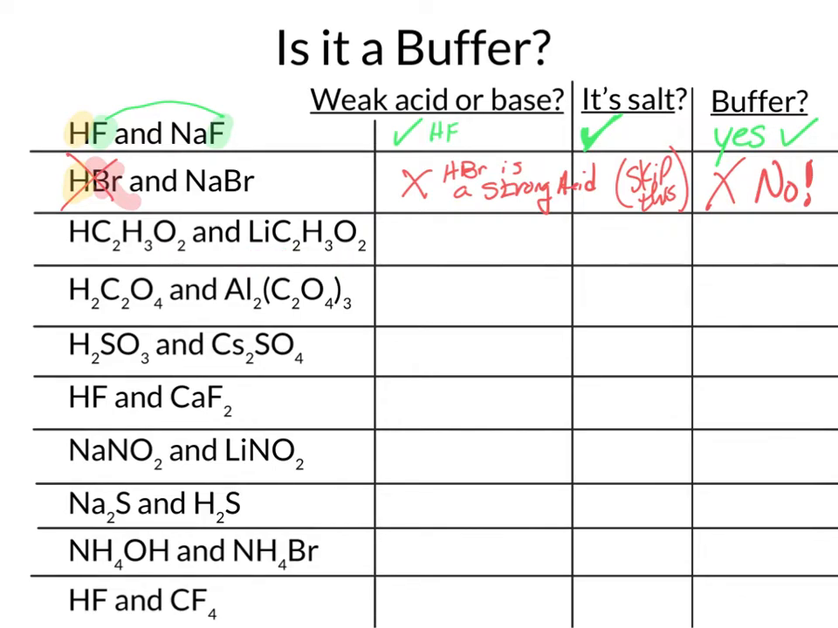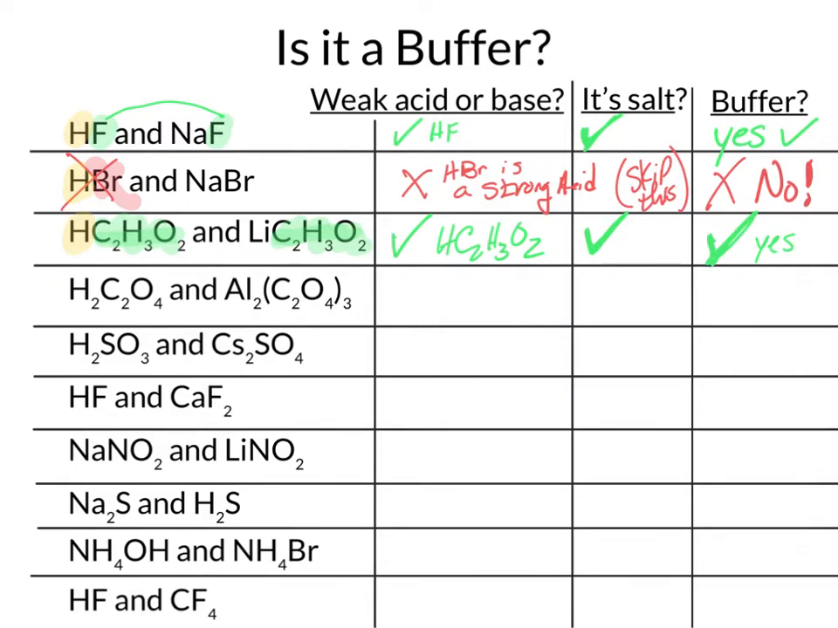So that's hydrogen acetate and lithium acetate. We see that we do have a weak acid, that's the HC2H3O2, and then we look to see if that other part matches, and it does. We're going to ignore the lithium, we're going to look at just the C2H3O2. It does match, so that is its salt. That one is a buffer.